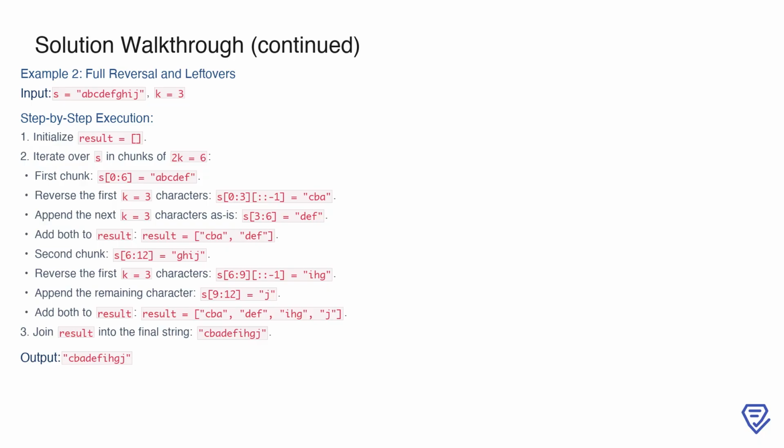For the second chunk, s[6:12] equals ghij, we reverse the first three characters ghi to get ihg. The remaining one character j is appended directly. This updates result to [cba, def, ihg, j]. Finally, joining all parts of result gives the output string cbadefihgj.